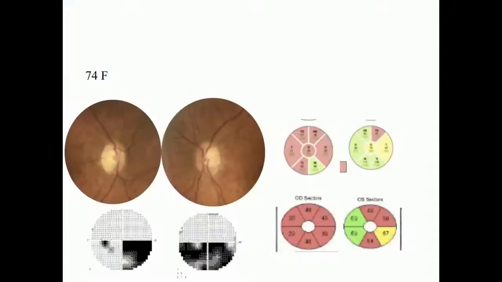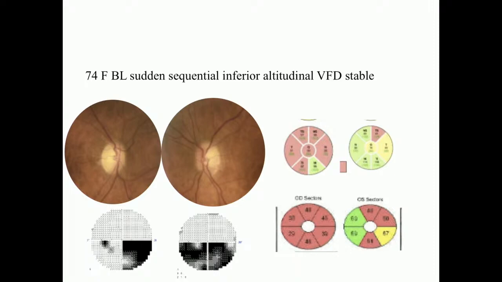This is a 74-year-old female who has these cupped-looking optic nerves. They are cupped, more so on the right than the left. There is pallor more on the right than the left. The patient has some inferior altitudinal defects corroborating OCT, RNFL, and GCIPL. Now, if you just see this case without asking a history, you may think this patient has glaucoma, but the patient tells us that she had a sudden bilateral inferior altitudinal visual field loss that is stable ever since.